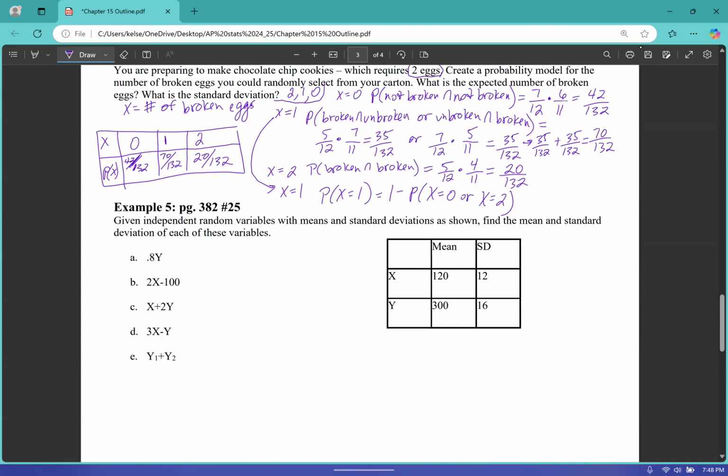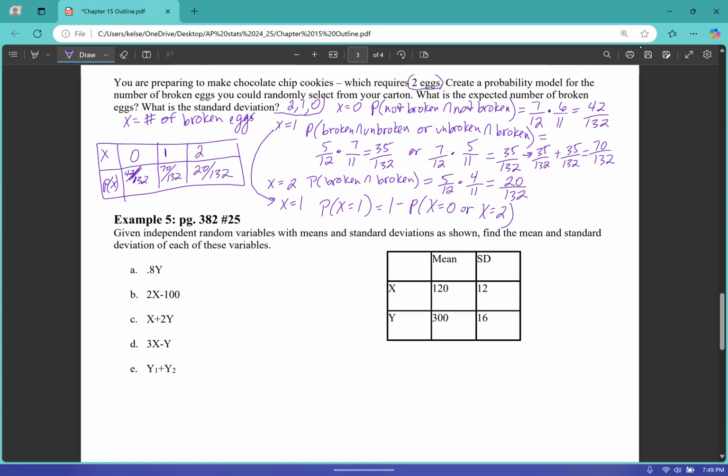And we have looked at these rules before. If you remember, a few chapters ago, we looked at what happens when you multiply the means and the standard deviations, and what happens when you add numbers to the mean or to the standard deviation. We saw which ones were affected by multiplying or by adding and subtracting. So the first one we'll look at here is 0.8y.